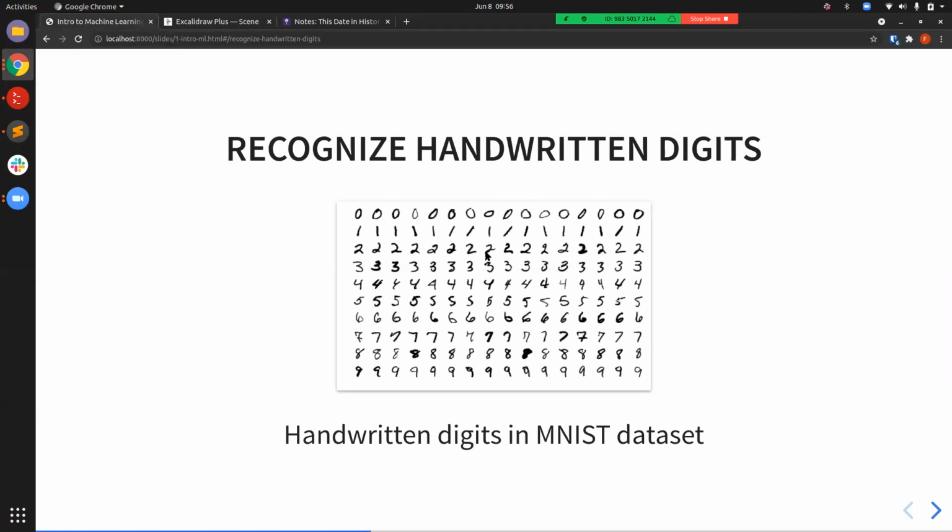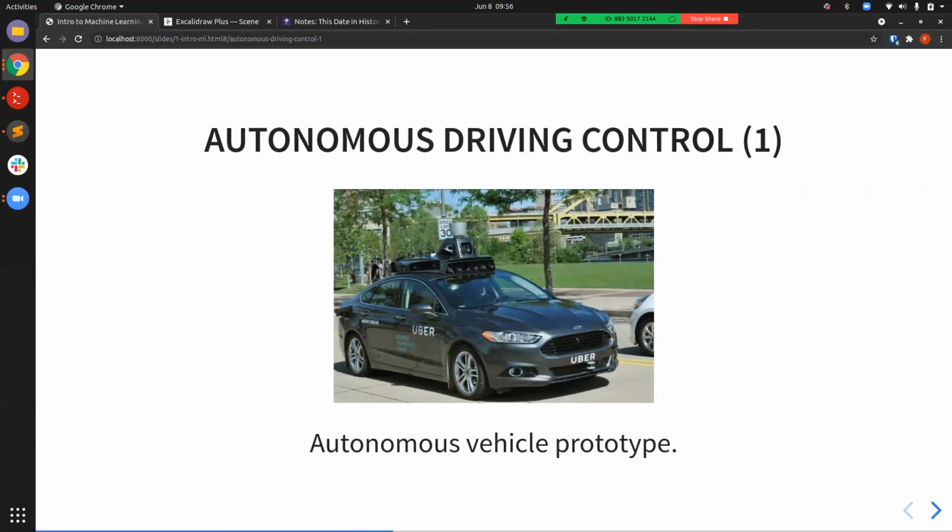Are there any reasons why this is a bad candidate for solving with machine learning? Okay, I think this is a pretty good candidate for machine learning. Let's look at this one, autonomous driving control. So imagine a system that takes camera input and produces some output that tells the car autonomously what to do. Is this a good candidate for machine learning? And if so, what makes it a good candidate?